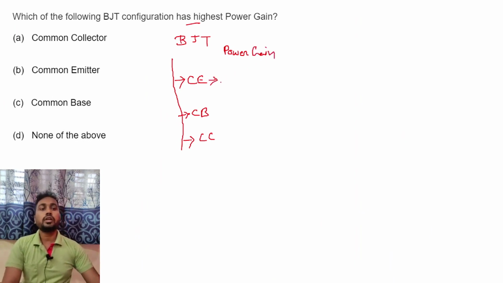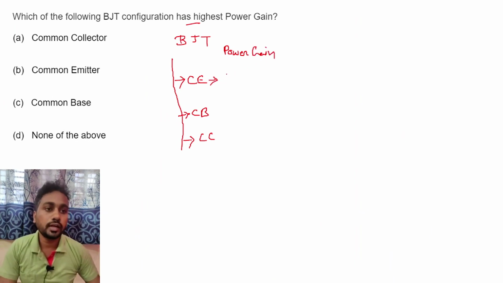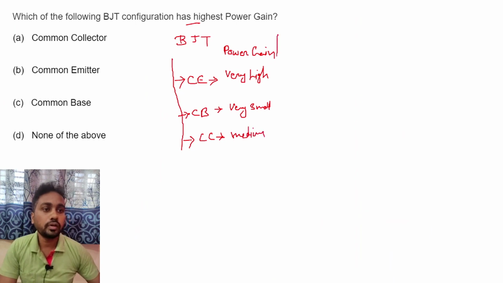In power gain, common emitter is always very high. For common base it is very small, and for common collector it is medium. So this is about power gain in the configurations.